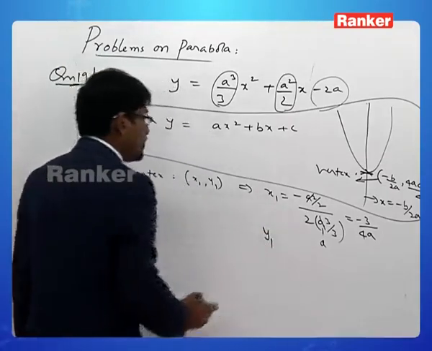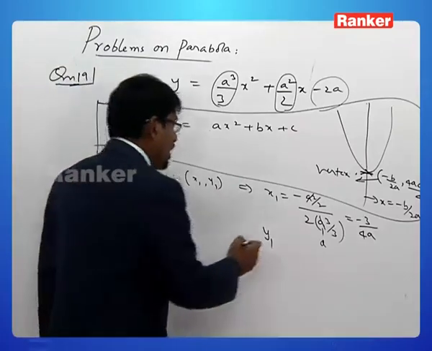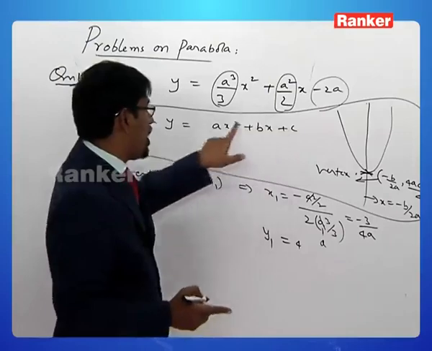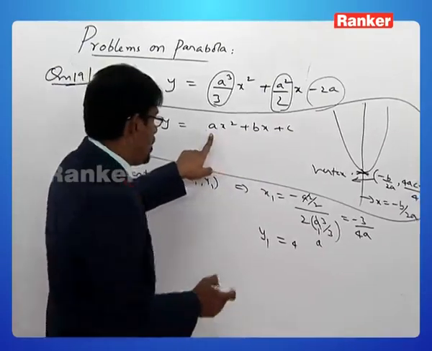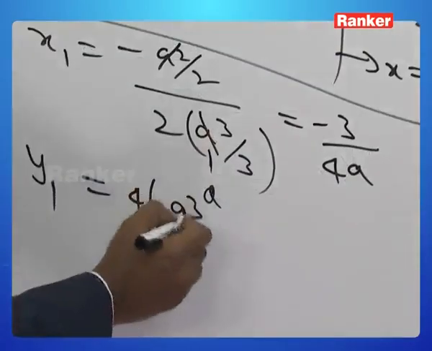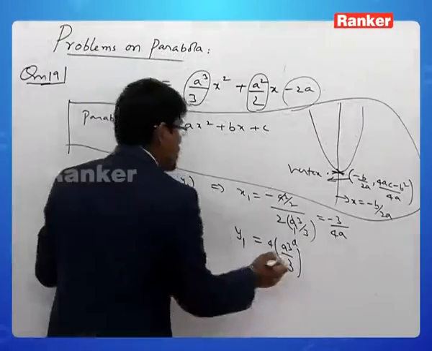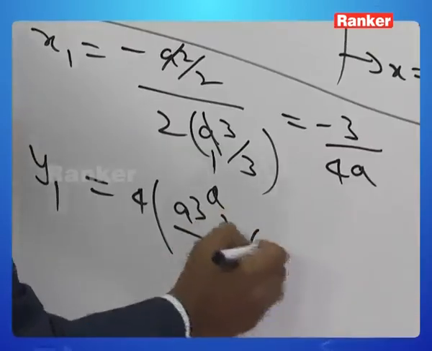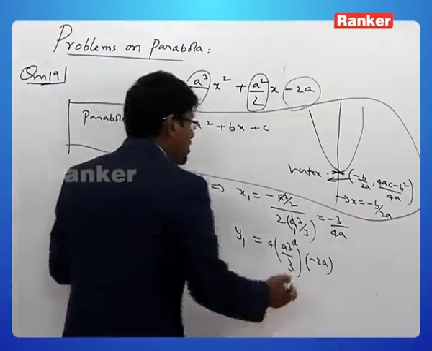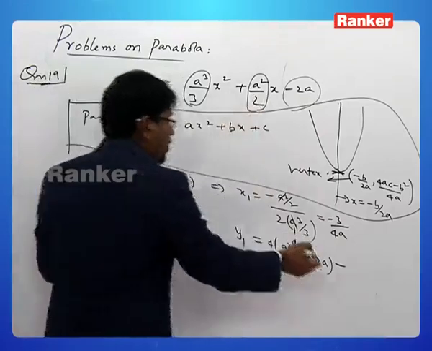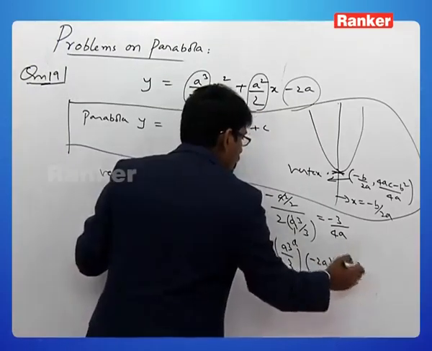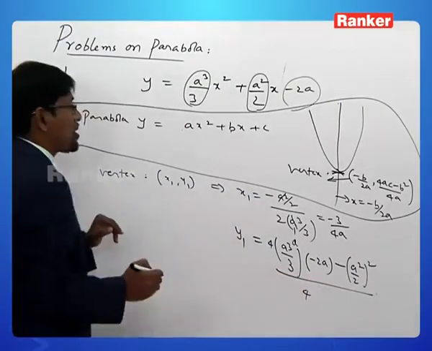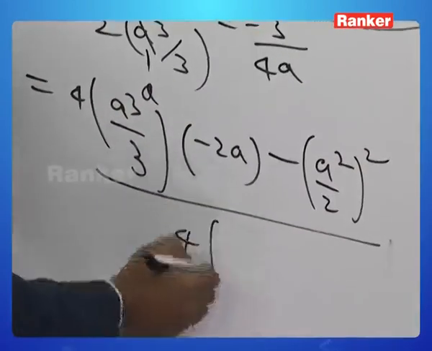What about the y1? y1 is given by 4 times the product of a into c, minus b square, all by 4a. What is a? The coefficient of x square. So in place of a we have a cube by 3, and in place of c, the constant term, we have minus 2a. Instead of b we have a square by 2, the whole squared, divided by 4 into a, that is a cube by 3.